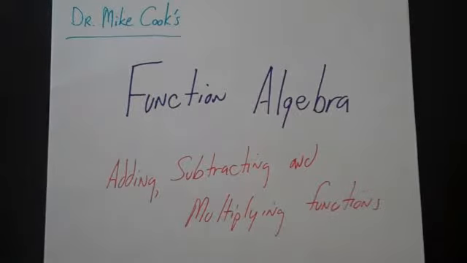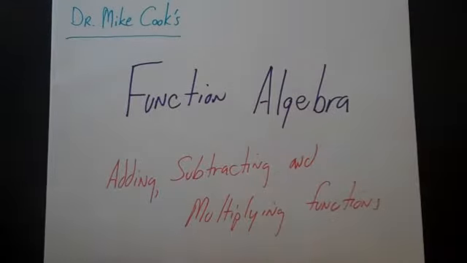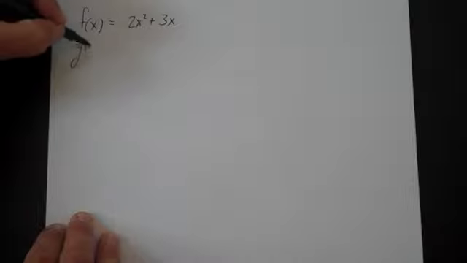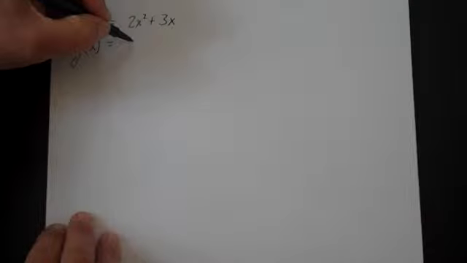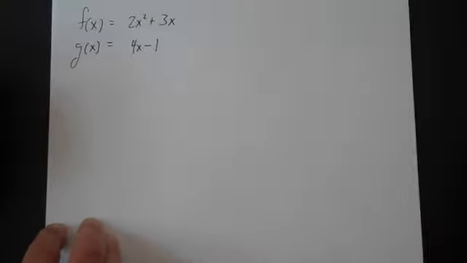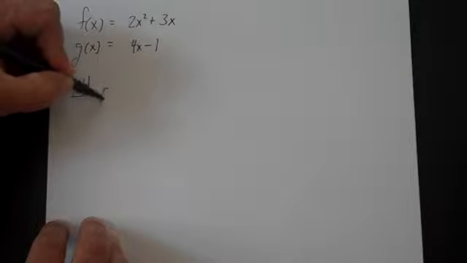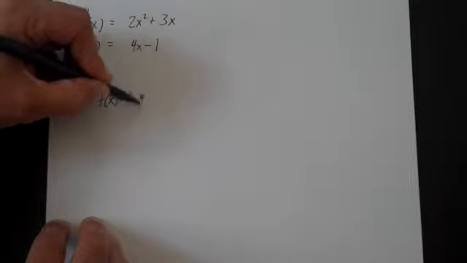Now let's look at adding, subtracting, and multiplying functions. So let's say you have two functions. f of x is equal to 2x squared plus 3x, and another function, g of x, is 4x minus 1. So now if we want to add functions, the key is you simply, well, add them. And that's it.